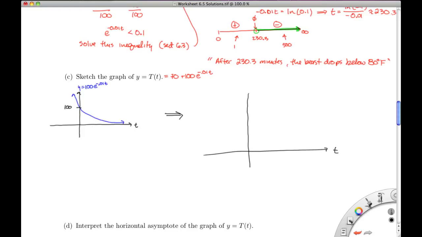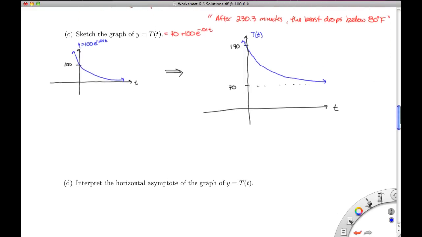If we shift everything up 70, we're also going to shift this horizontal asymptote up to 70, and the y-intercept is going to go from 100 up to 170. And we're going to have a curve that looks like this. So this is our function T of t. This is our curve. We've got an initial temperature of 170, and this horizontal asymptote at 70 because of the way that we've shifted it.